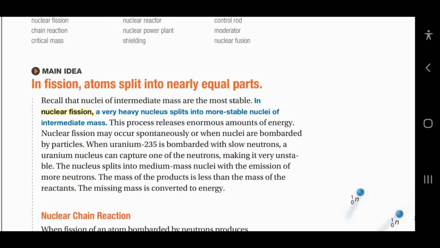For example, when uranium-235 is bombarded with slow neutrons, a uranium nucleus can capture one of the neutrons, making it very unstable. So after capturing the neutron, the nuclide will be unstable. Then it will split into medium mass nuclei with the emission of more neutrons. The mass of the products is less than the mass of the reactants, and the missing mass will be converted to energy, which will be released.